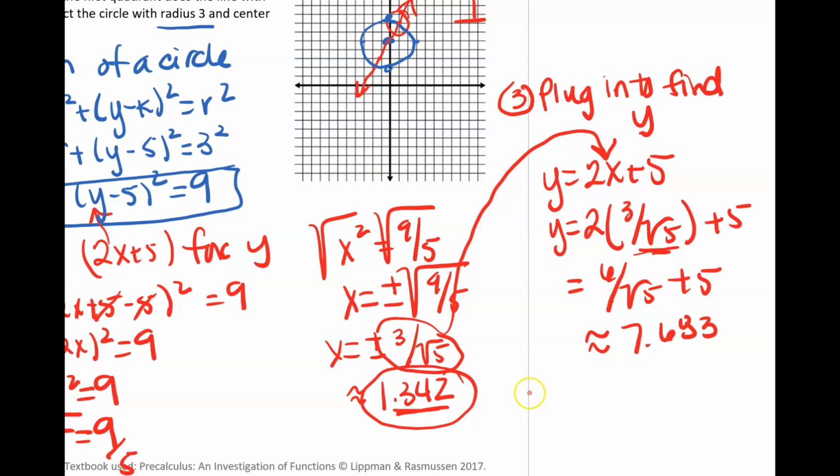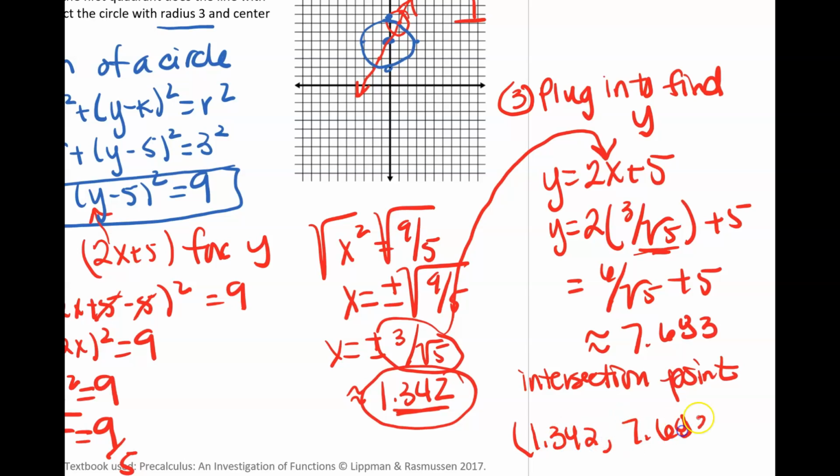So the intersection point is at (1.342, 7.683). And you can see that's not something I could have gotten from a graph. That's not something that I could just magically come up with. There was a little bit of work to go with that.